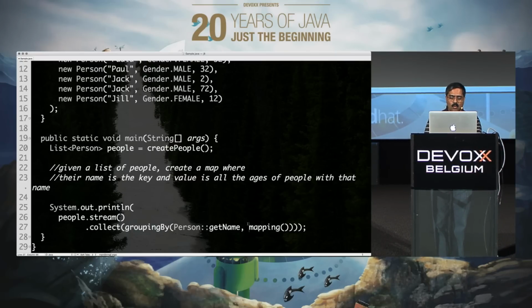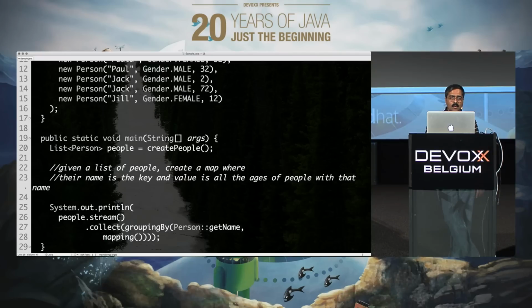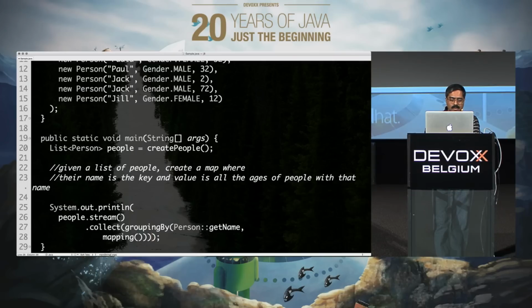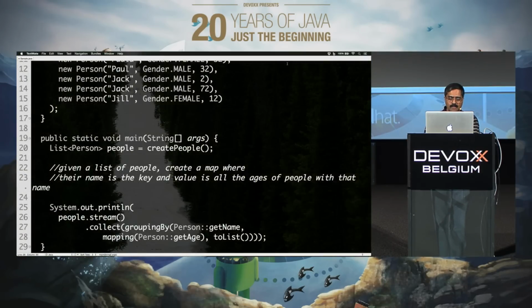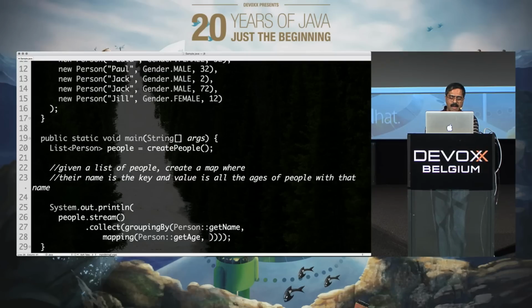You are saying, while you are grouping, go ahead and group it. But what you're going to put in the value, I want you to perform a mapping of what you're going to put in the value. And what kind of mapping I want? Well, I want to take a person and get the age of the person. Great. And then what do you want to do? Well, I want to put it on a list and not a set after all. So you can ask him to perform one more operation after this. And in this case, we are saying mapping and then give me a list value out of it.